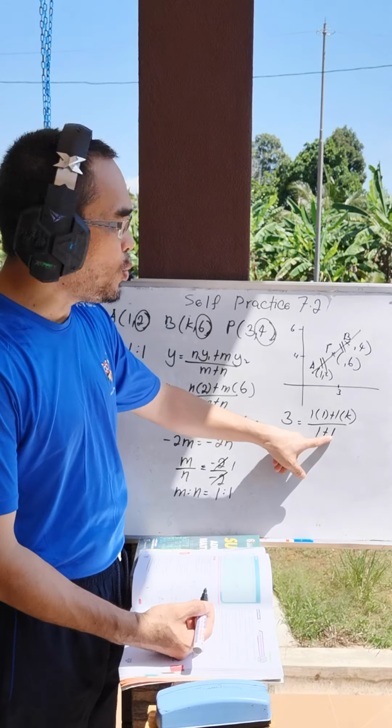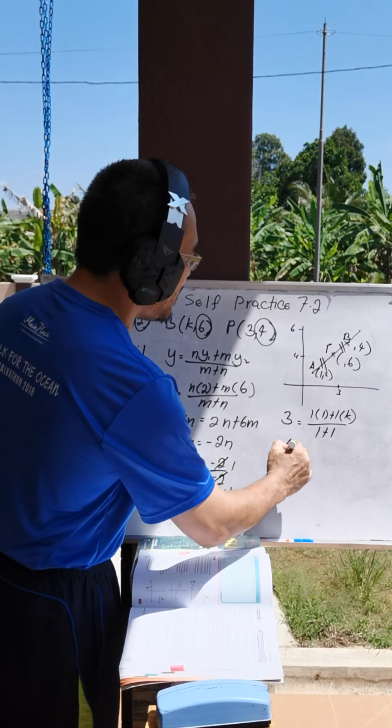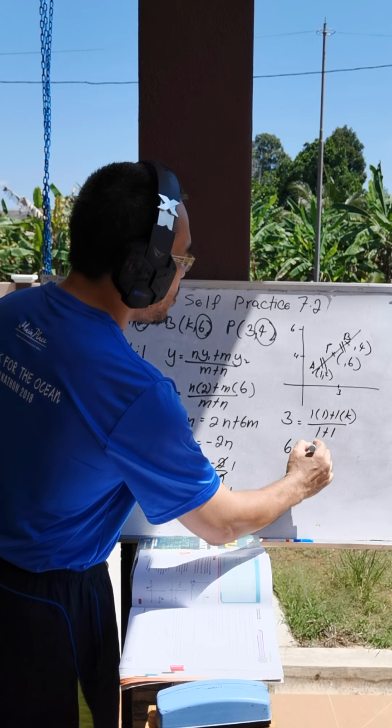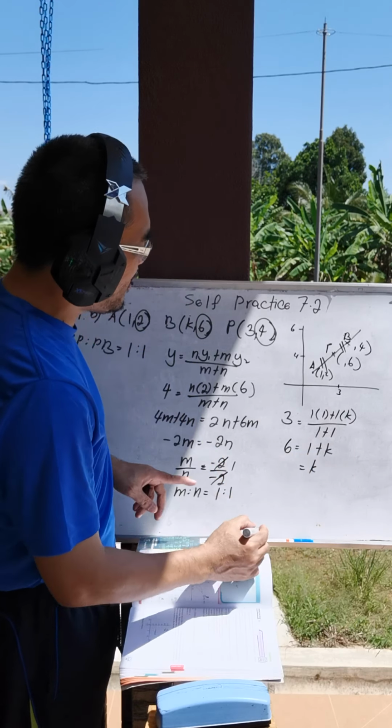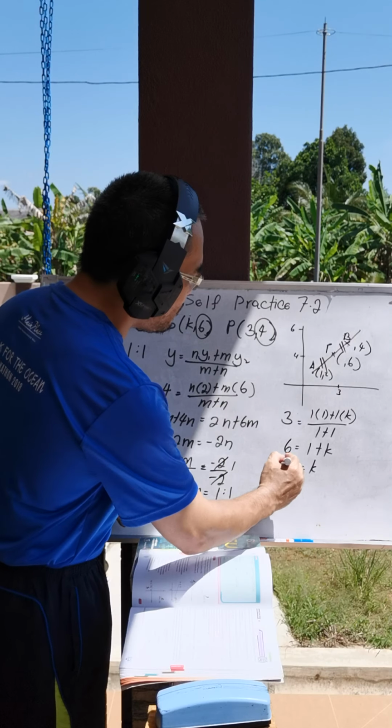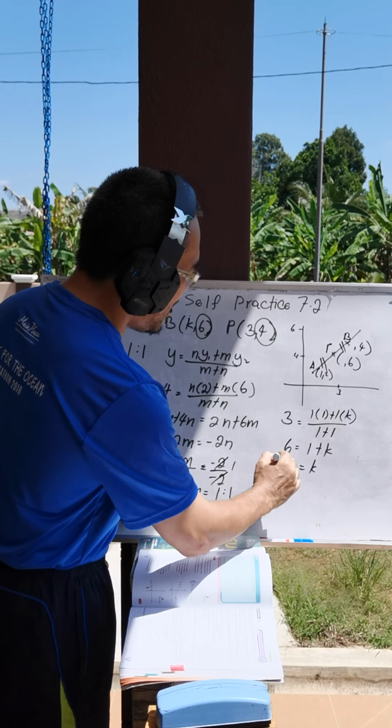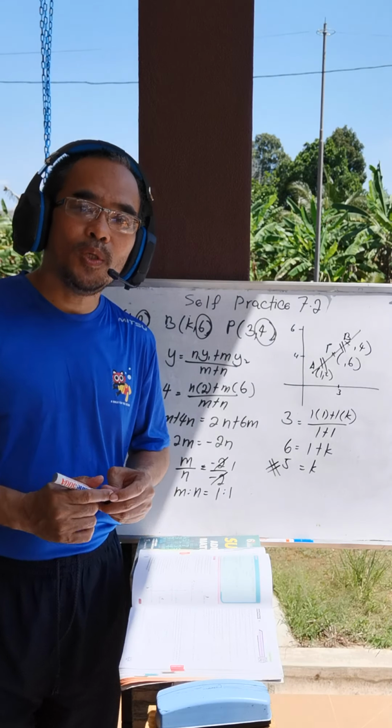1 plus 1 will be 2. 2 times 3 will be 6. So we say 6 equals 1 plus K. So the value of K will be 6 minus 1, which is 5. So that is the answer to the question.